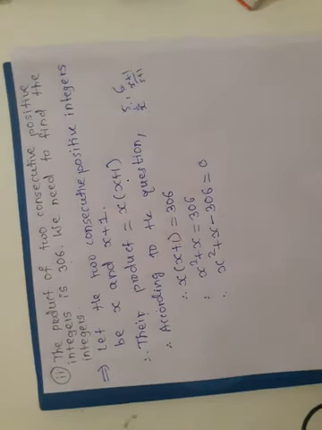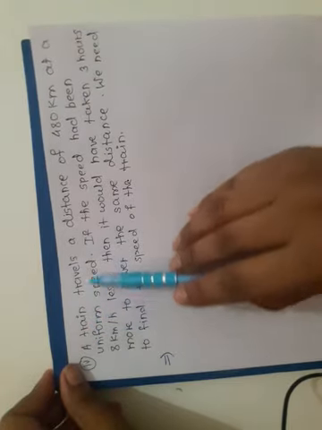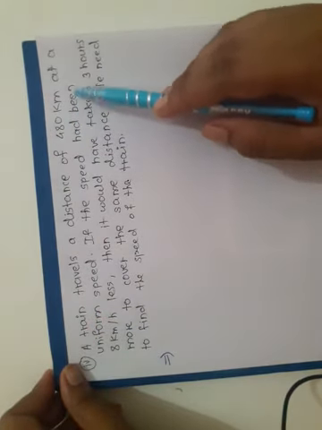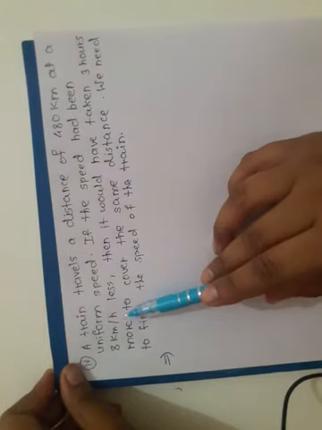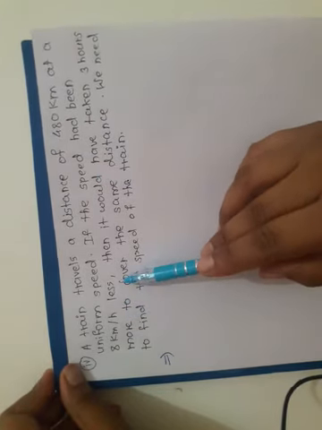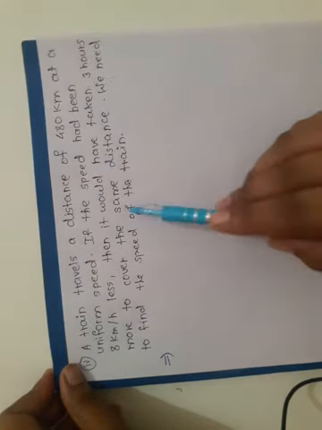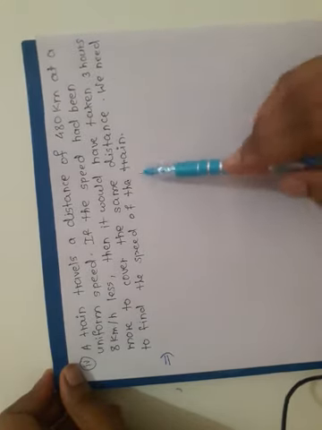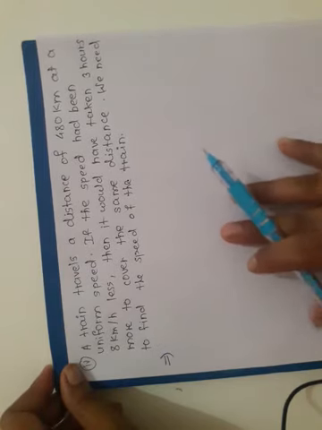Thank you. Example number 3 is easy, so try to solve it at home. Now come to the next example, the fourth example. A train travels a distance of 480 km at a uniform speed. If the speed had been 8 km per hour less, then it would have taken 3 hours more to cover the same distance. We need to find the speed of the train. So here we have to find the speed of the train, so suppose it as x.